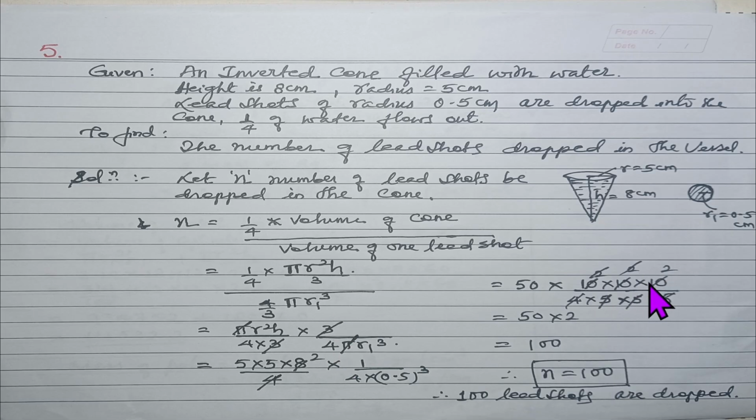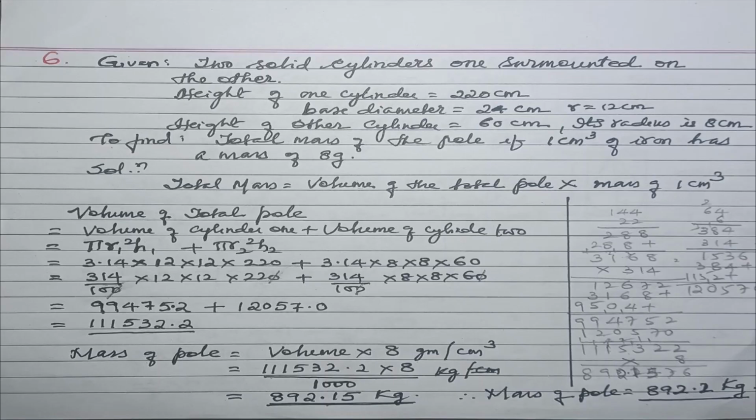Simplification you have to learn. Please learn this simplification. I have made it very simple by taking fractions, and therefore the answer is 100, and therefore the number of lead shots which are dropped into the cone, so that 1/4 of the water flows out, are 100 lead shots. So 100 lead shots are dropped into the cone. So try to understand that.